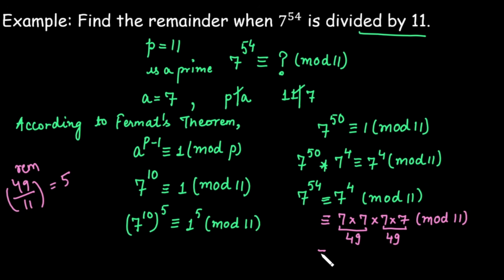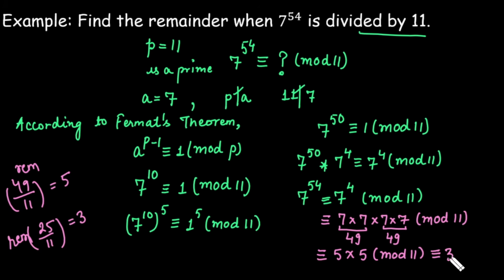So here we can write this is congruent to 5 into 5. Now 5 into 5 is 25 when divided by 11. So 25 when divided by 11, remainder is 3. So we can say that this is congruent to 3 mod 11. It means 7 raised to power 54 when divided by 11, the remainder is 3.